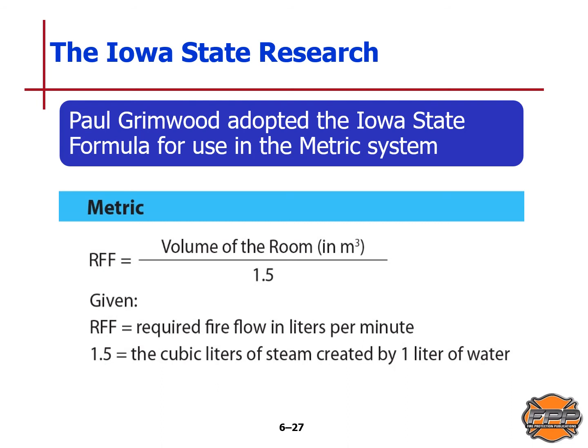Paul Grimwood adopted the Iowa State formula for use in the metric system. Now, in the metric system, the RFF equals the volume of the room in cubic meters divided by 1.5. So the given values are that RFF equals the required fire flow in liters per minute, and 1.5 is the cubic meters of steam created by 1 liter of water.